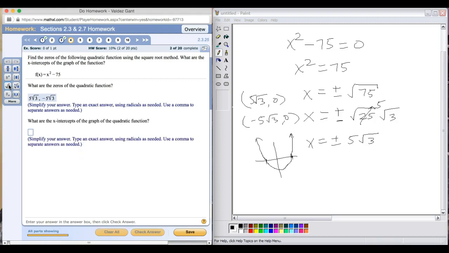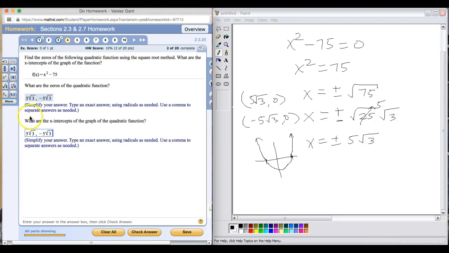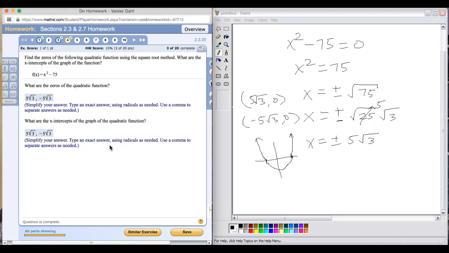And then of course, same thing for the x-intercepts. It's not asking us to write it as an ordered pair. So we're just going to do exactly the same thing as we did last time. And so I keep on saying it's not asking us to write it as an ordered pair, because if they did, we would need to know that and write it accordingly. All right, so let's move on to the next question.